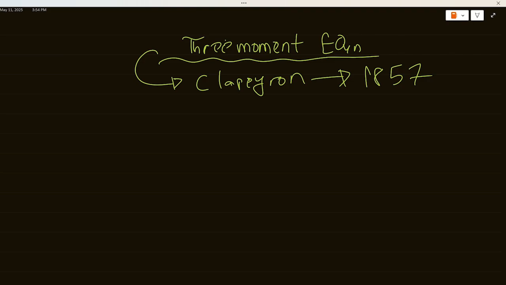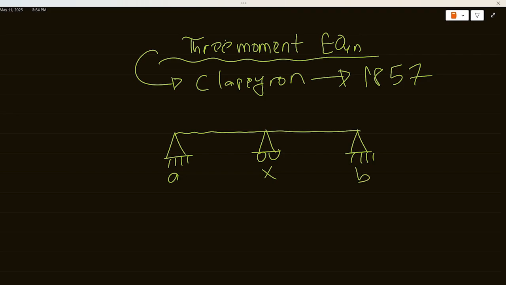So now, the three moments equation, for you to apply it, you need to have three supports. Forgive my drawing, guys. At least you need three supports to apply this. Let's call this X. Let's call this A. And let's call this B. Now, once again, you need three supports to apply this three moments equation.